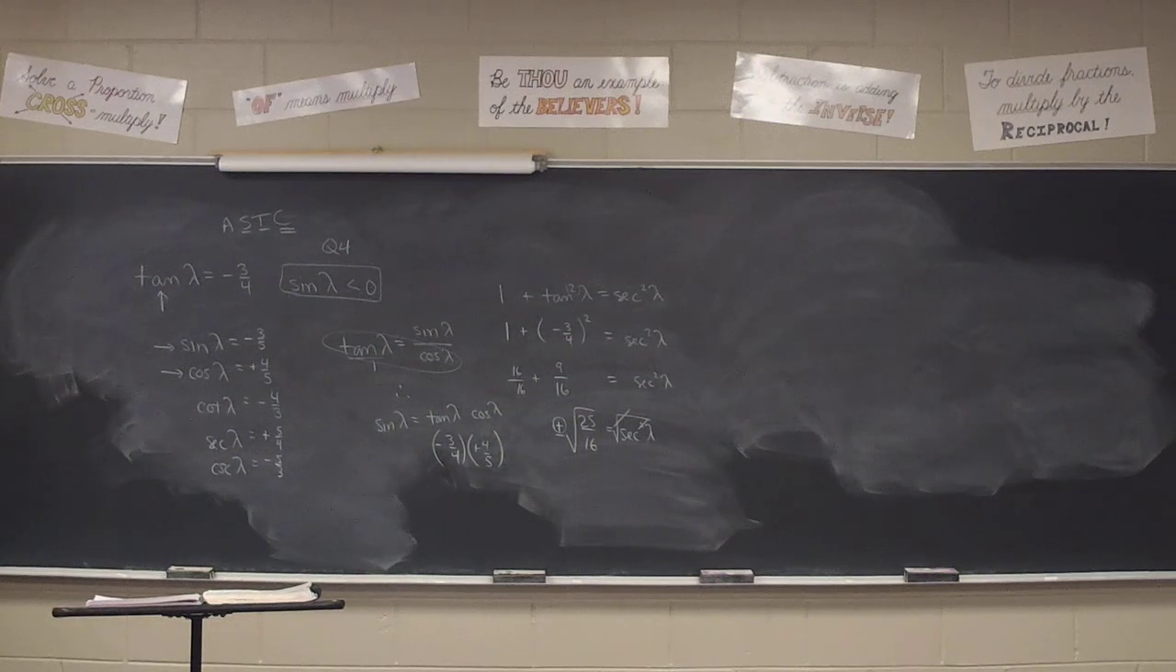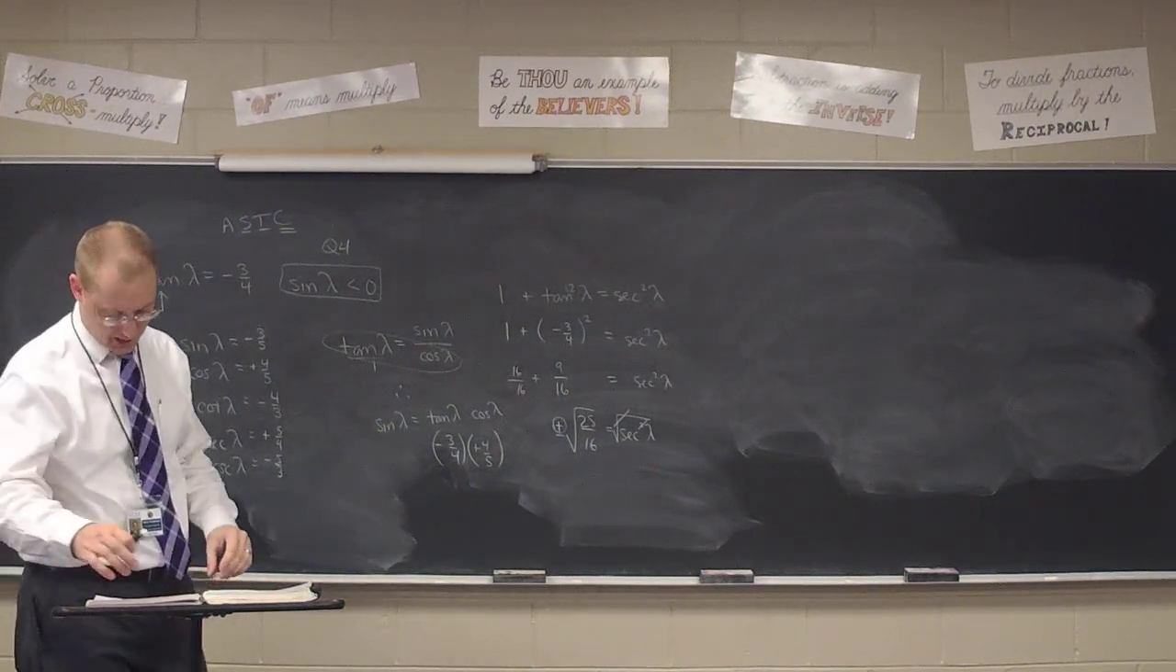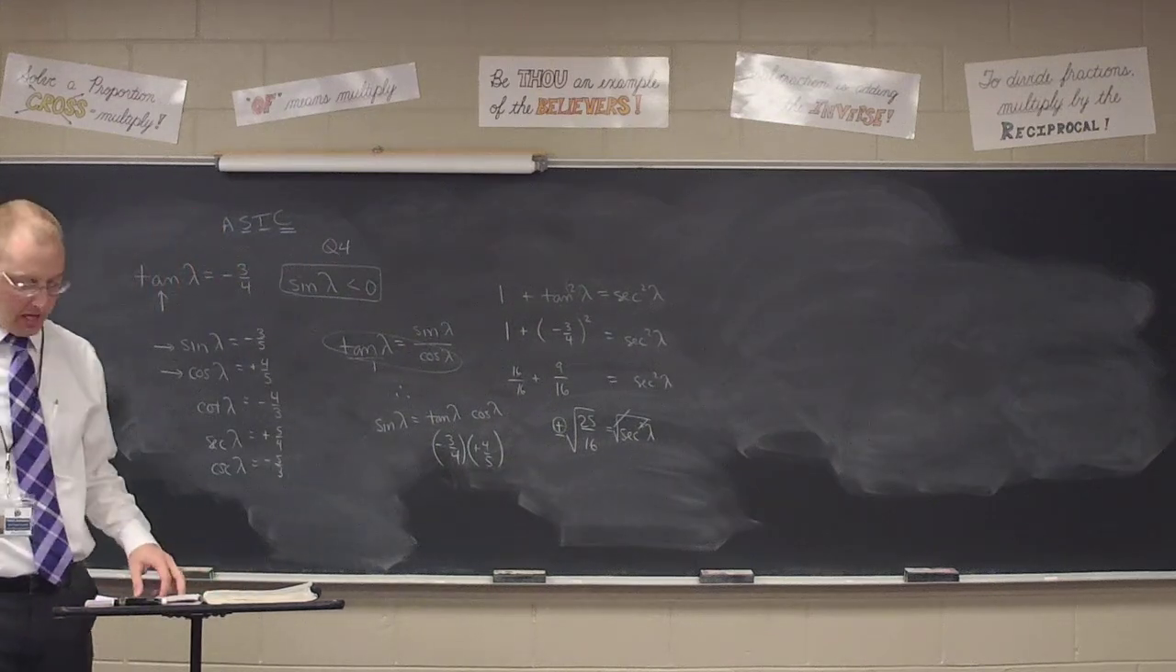Again, is this the fastest way? No. Would you do this on a quiz or test? No. Okay? But it gives us a chance to write out the identities and practice with them. Turn your textbooks to page 107. Let's do some more of these.